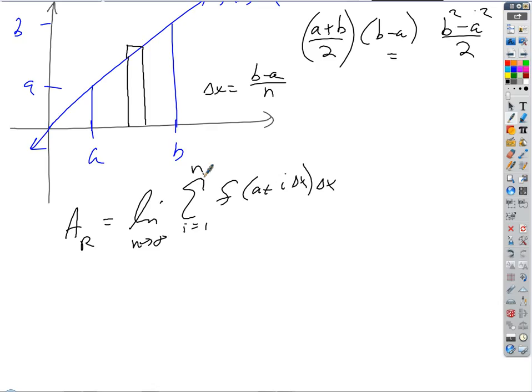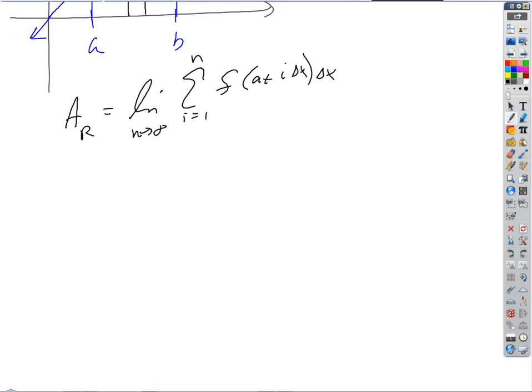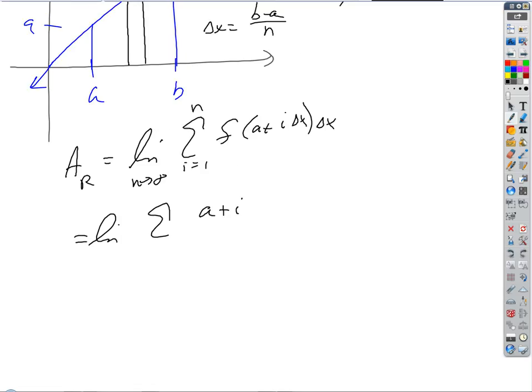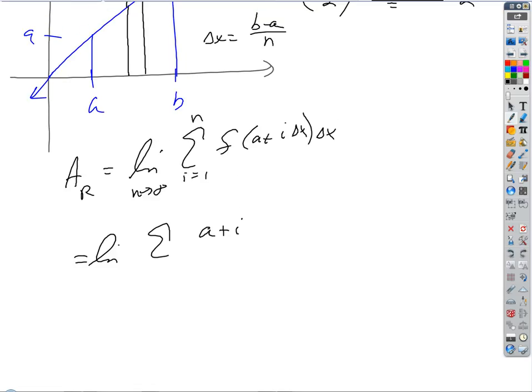Okay, what's our function here? Well, it's just x. F of x equals x. So f of a plus i delta x just equals a plus i delta x. And so this becomes the limit of the sum of a plus i times delta x. But what's delta x? B minus a over n, times delta x, as i goes from 1 to n.